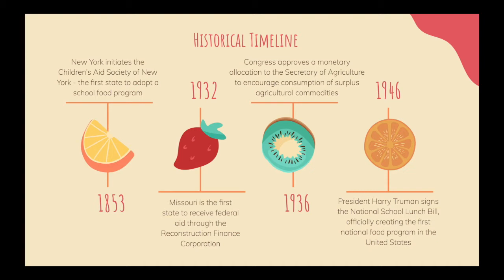And then finally, by 1946, President Harry Truman signed the National School Lunch Bill, which creates the first national food program in the United States. Not only did it provide school lunches, it was obligated to serve low-income students at a free or reduced cost. And in addition to that, money was also able to go towards preparation, training, and labor. So now the USDA, the United States Department of Agriculture, is in charge of the Food and Nutrition Services, which is then in charge of the National School Lunch Program.